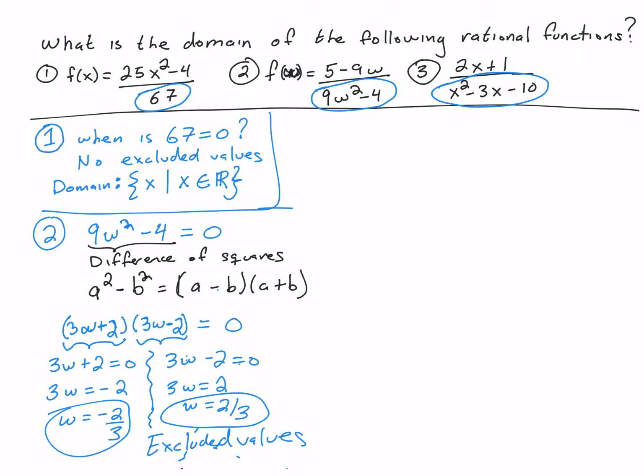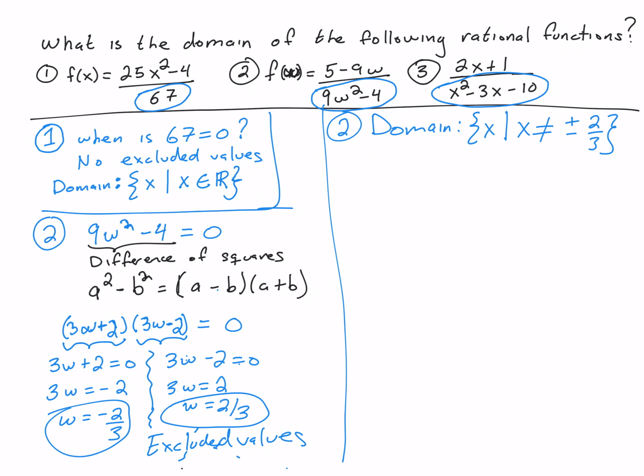Okay, so now what's my domain? For the second problem, how would I write this in set notation? This would be the set of x values such that x cannot equal positive 2/3 or negative 2/3. You can write this in condensed form as plus or minus 2/3, like that.